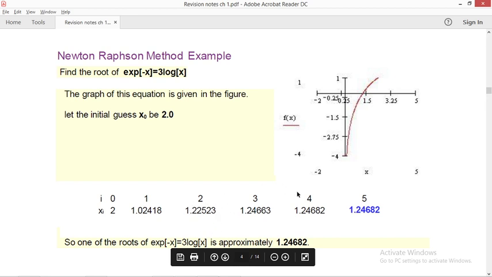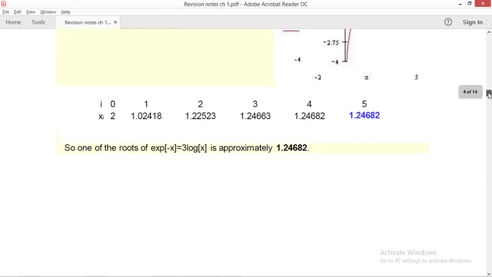Similarly, you continue until you get a very minute difference. Again, this will depend on how many significant figures you are asked to approximate up to in the question. Over here, we have taken up to 2. Final answer gives 1.24682.